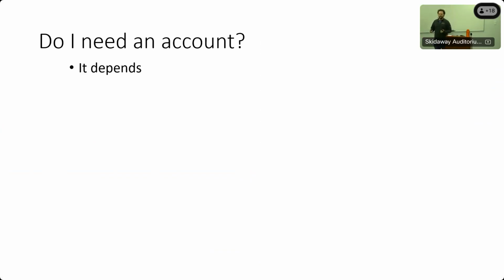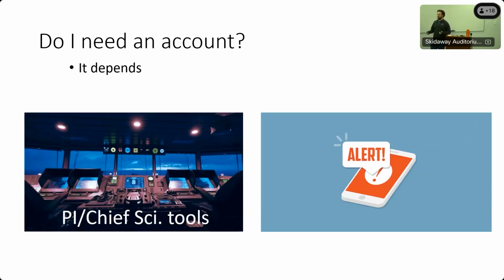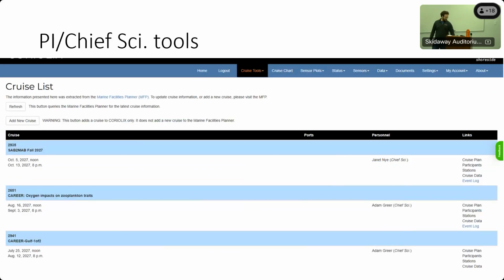So on that, do you need an account? There's really only 2 reasons: you want to use the PI/chief scientist tools that Coriolix has, or you want to set up an alert. All right, so what are these chief scientist tools? Well, Coriolix automatically enters every planned cruise that John enters into its server and populates a table. We can actually see Adam apparently has a cruise here in 2027.